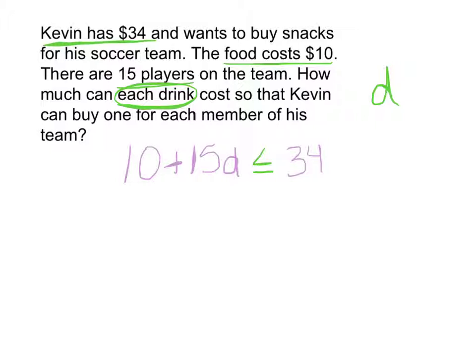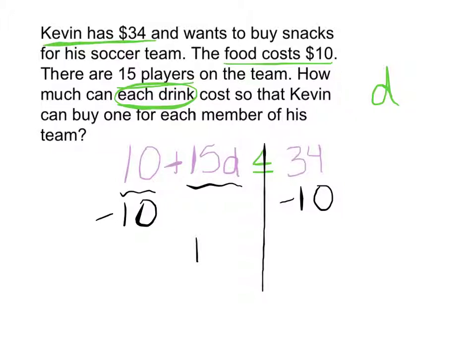So, food costs $10. Drinks are 15 times however much a drink is. And he needs to keep that under or equal to $34 so that he doesn't run out of money. So now let's solve it and find how much these drinks cost. We need to get rid of that 10 because it has nothing to do with the drinks. That's the food. So let's subtract 10 from both sides. So we get 15D is less than or equal to 24.